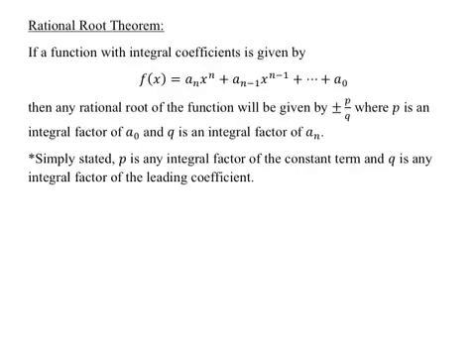Now, the rational root theorem states the following. If a function with integral coefficients is given by the following, where a sub n is the leading coefficient and a sub 0 is the constant term at the end, then any rational root of this function, remember rational root means the number has to be rational itself, like a fraction or a terminating or repeating decimal, will be given by plus or minus p over q, where p is a factor of the constant term and q is a factor of the leading coefficient.